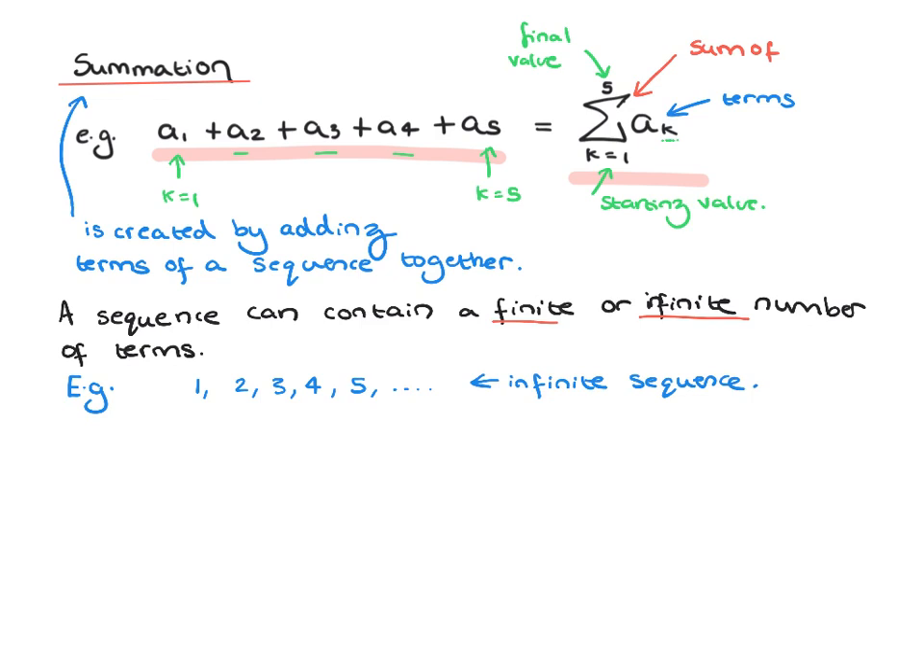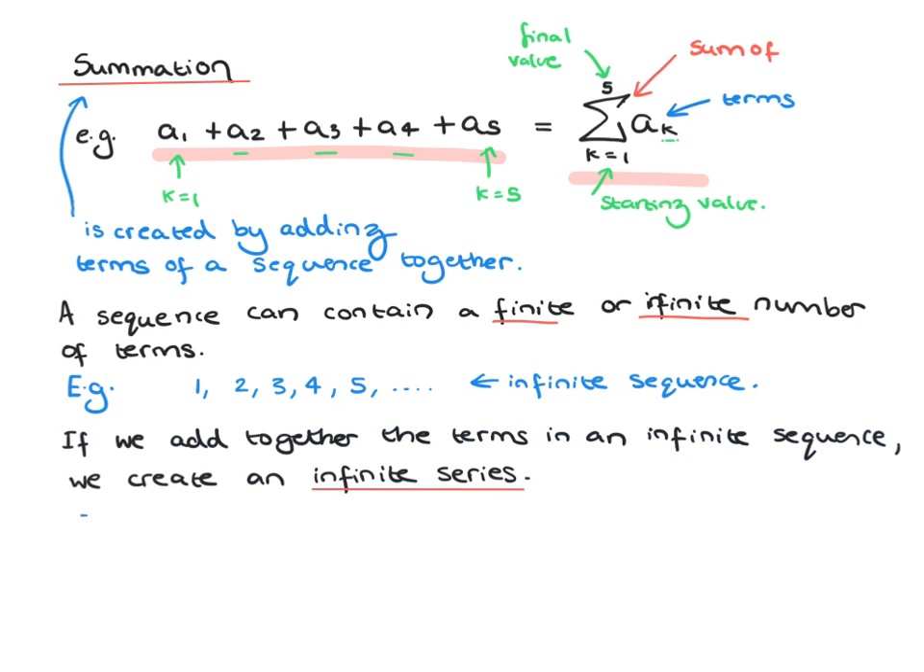Now, if I decide to add together the terms of my infinite sequence, I create an infinite series. Remember, a series is created when we add together the terms of a sequence. So for the example above, if we have 1 plus 2 plus 3 plus 4 plus dot dot dot, so adding together the terms of the previous infinite sequence, we create an infinite series. Now, we can also write an infinite series using the sigma notation from up above here.